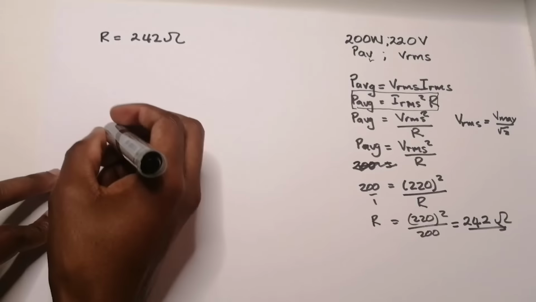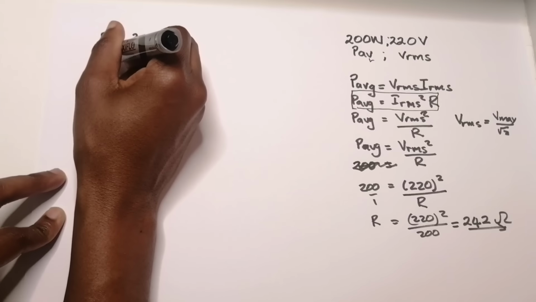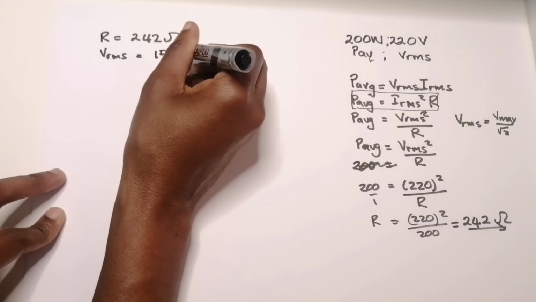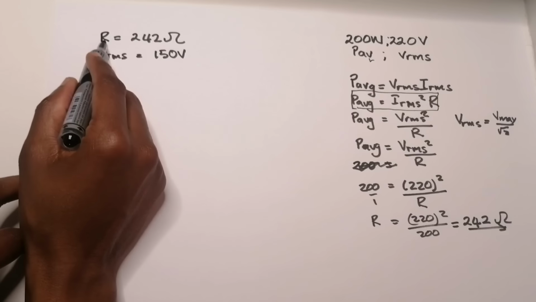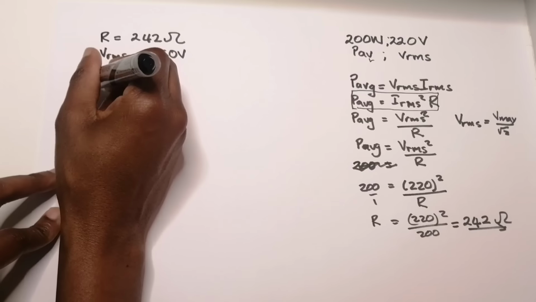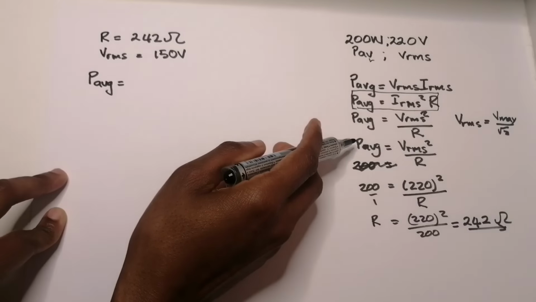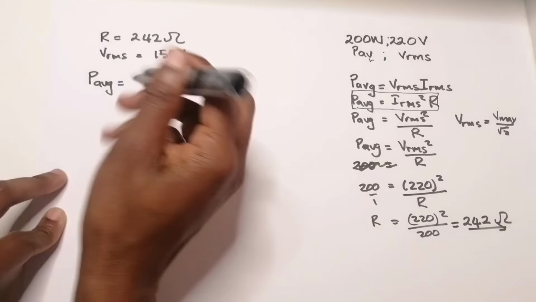Now I want to calculate the power. And what am I given, by the way? I'm given the RMS value of my voltage. They said it's 150 volts RMS. So now I've got R, I've got V RMS. I can definitely calculate P average. Which formula am I going to use between the three? I'm going to find the one that has VRMS as well as resistance. Of course, it's that one.